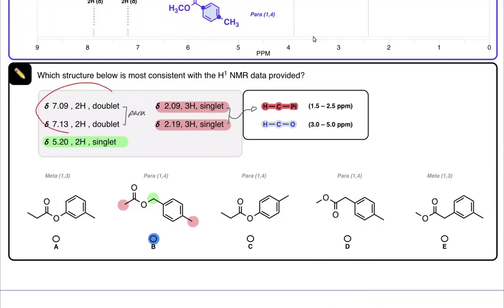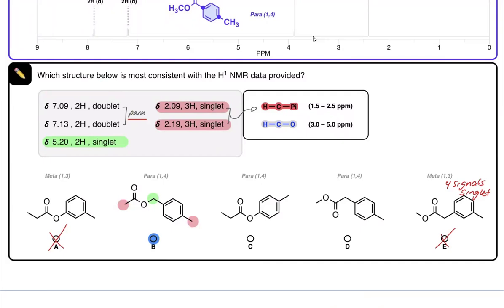Notice how there's only 2 signals there, 2H doublet, 2H doublet. That would be indicative of para-disubstitution. We could go right away and cross off answer choice A and E, as those are meta-disubstituted. Remember, those would have 4 signals in the aromatic range of 6.5 to 8, and there would be a singlet present. Okay, so I use that filtering factor of benzene substitution first and foremost.